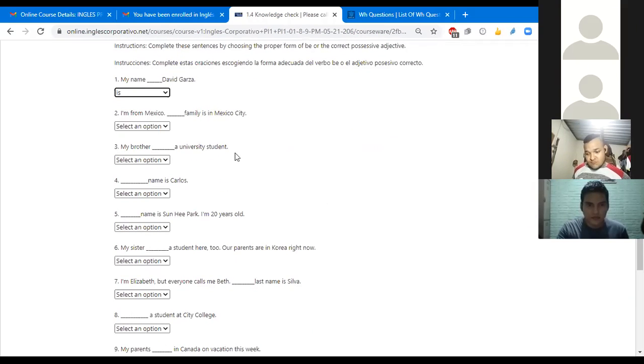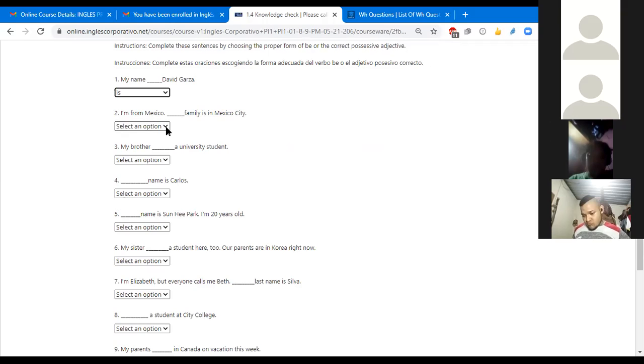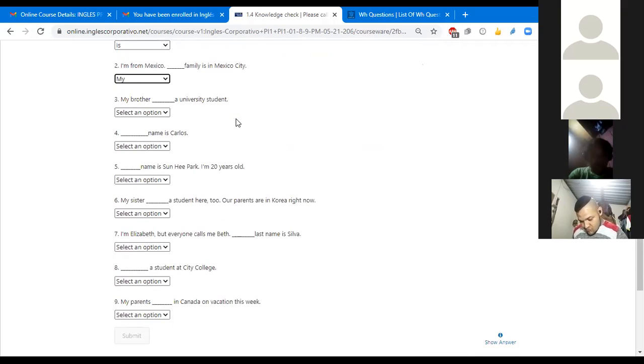Then if we have the second one, it says, I'm from Mexico. Then? My family. Okay, I'm from Mexico. My family is in Mexico. It's in Mexico City. All right. Then we have the one that, number three, is about brother. My brother is a university student. Okay.